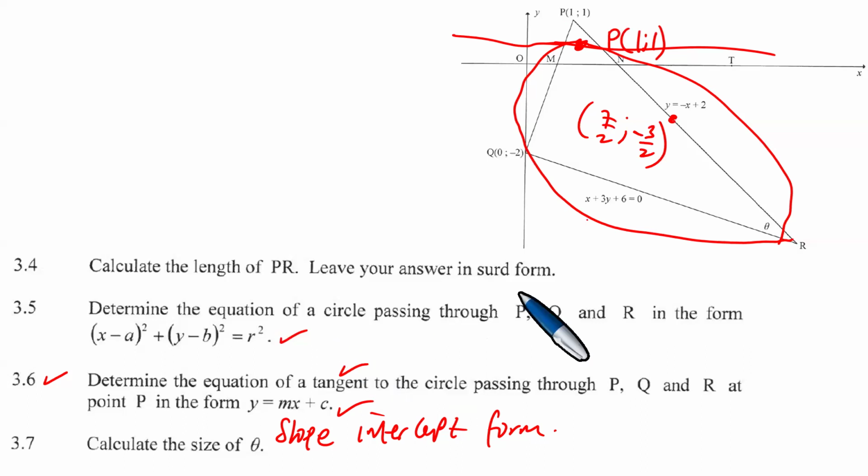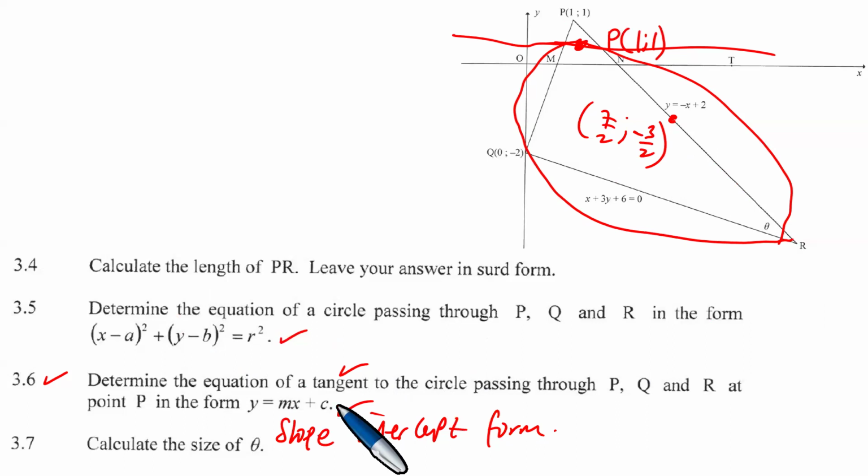Seven over two minus three over two. Okay, so we want to find the gradient of a radius. Now, a radius, obviously, is a line segment from the center of a circle to the circumference, like half the diameter. That's a radius. So now we want to determine the equation of a tangent to the circle passing through those points.